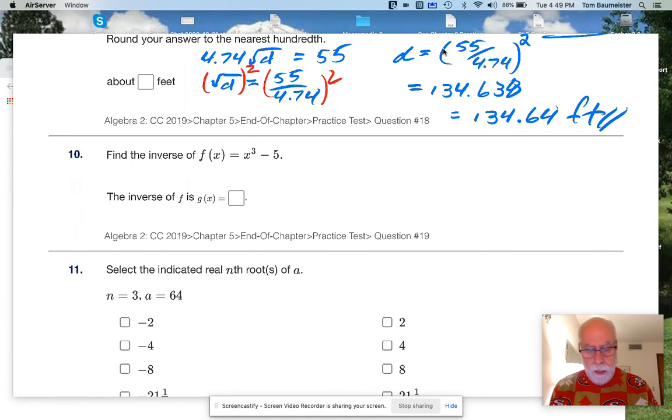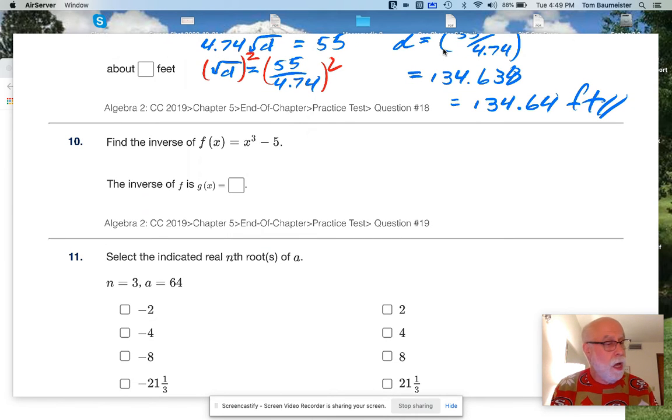On number 10, this is just what we just did with the last section. Find the inverse of f of x is equal to x cubed minus 5. So remember, step 1, you're going to replace f of x with y. So you get y equals x cubed minus 5.